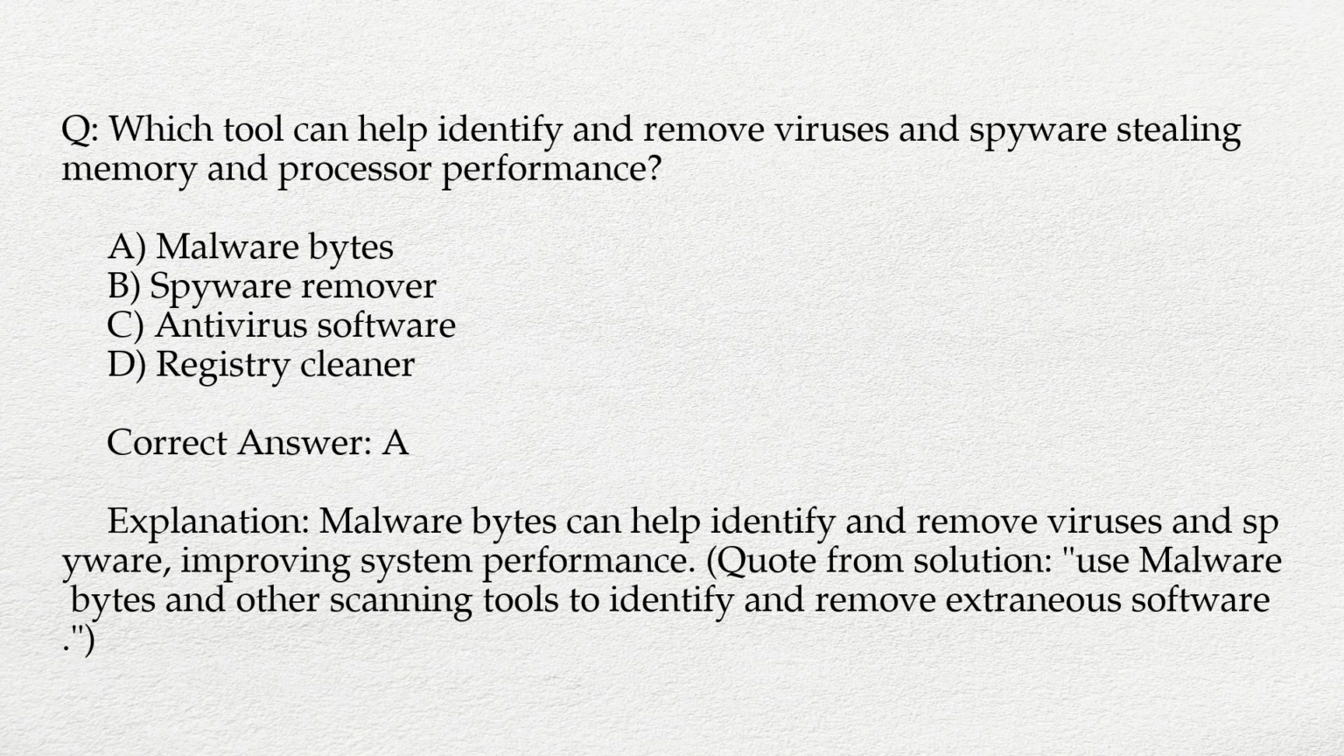Q. Which tool can help identify and remove viruses and spyware stealing memory and processor performance? A. Malwarebytes. B. Spyware remover. C. Antivirus software. D. Registry cleaner. Correct answer: A. Explanation: Malwarebytes can help identify and remove viruses and spyware, improving system performance. Quote from Solution: use Malwarebytes and other scanning tools to identify and remove extraneous software.